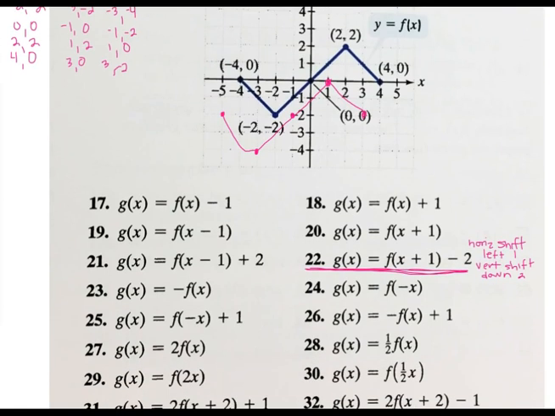All right, let's look at another one. Let's look at number 25. And I'll switch my color again here. Having the -x instead of x means that I'm going to have a reflection in the y-axis.